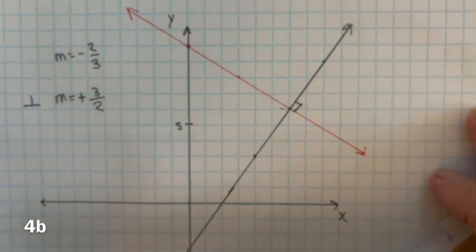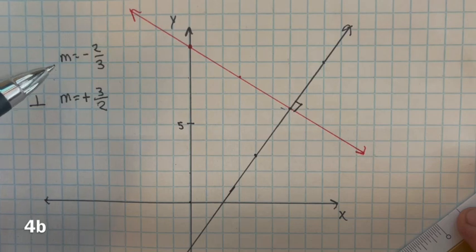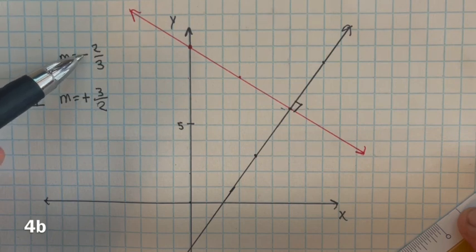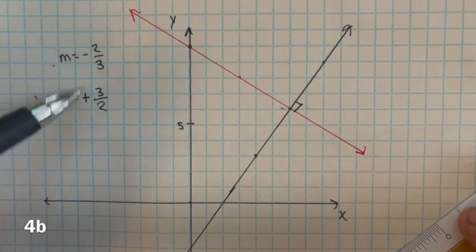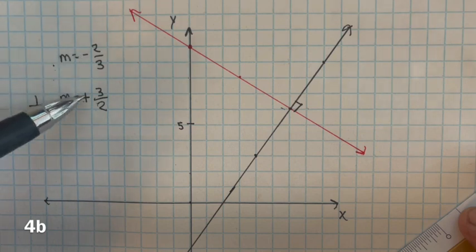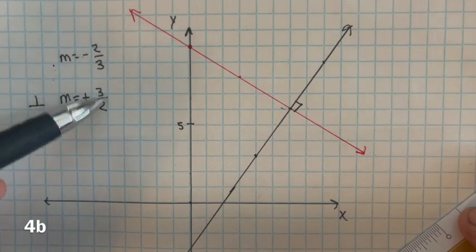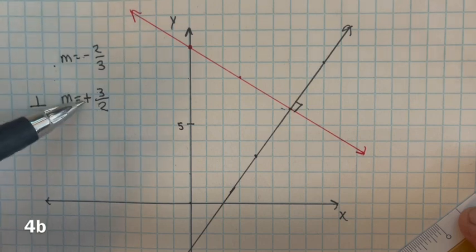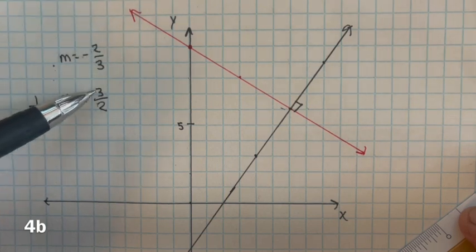So what you need to make sure that you remember is for a line that's perpendicular, the slopes are negative reciprocals. So if the slope is positive, it'll be negative. And then you take the reciprocal, 3/2, 2/3, or vice versa. If it's negative, it'll be positive. The reciprocal of 2/3 is 3/2.